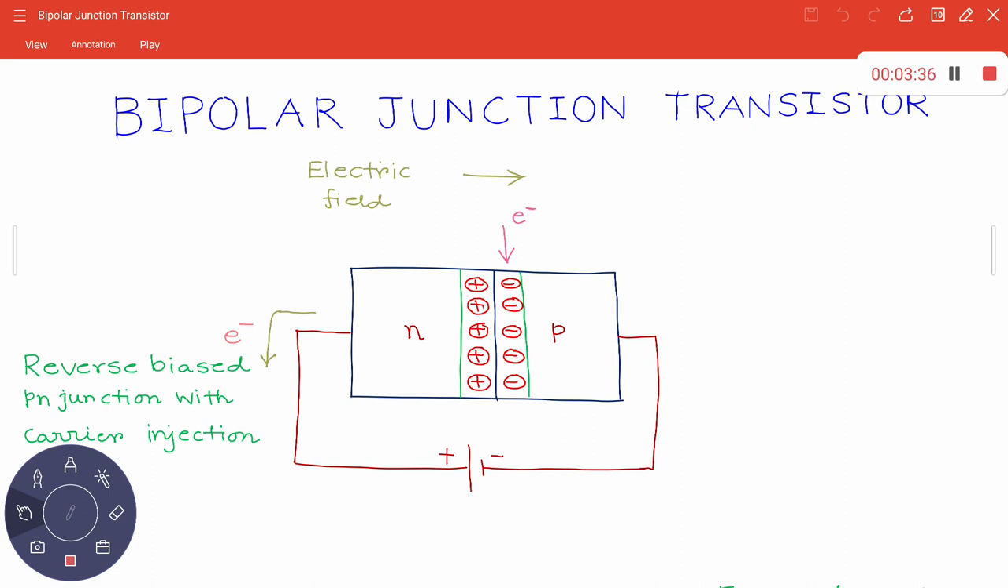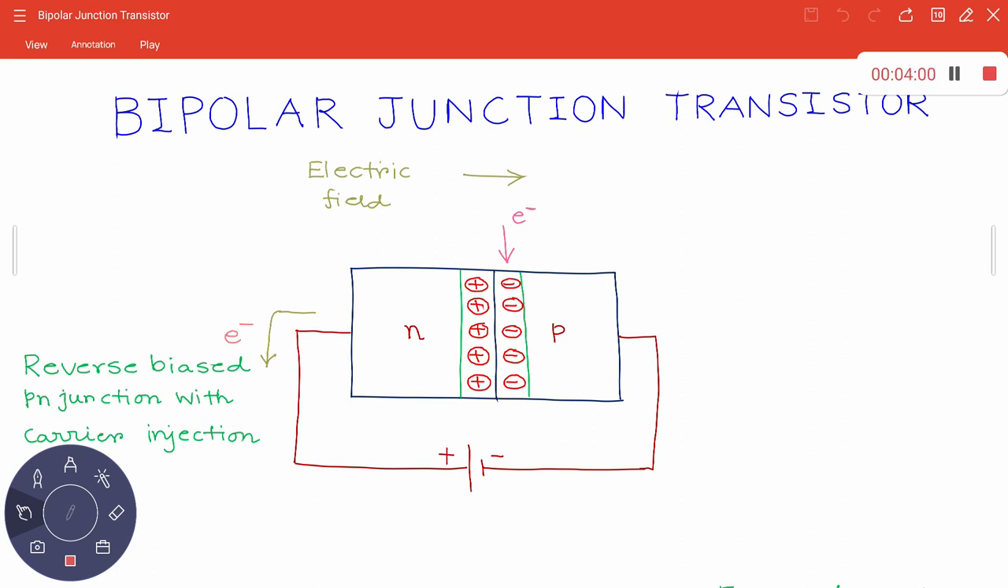And obviously, if you have three terminals, then you should have three currents. So it makes your life even more complicated. The life was good with the diode: only two terminals, only one current and only one voltage. But now we have so many voltages and so many currents to deal with. Okay, we will discuss what this transistor is all about.